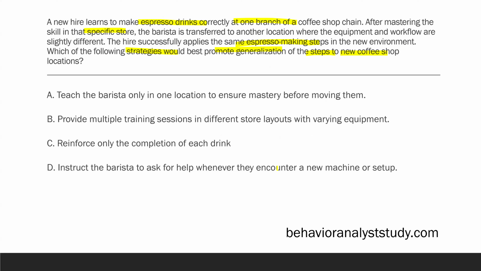And then D, instruct the barista to ask for help whenever they encounter a new machine or setup. Asking for help is an important skill, but that's not going to help with the steps, right? Because each time they encounter a new machine or setup, someone's just going to have to show them how to do it over and over again. And that's not generalizing what we've taught them.